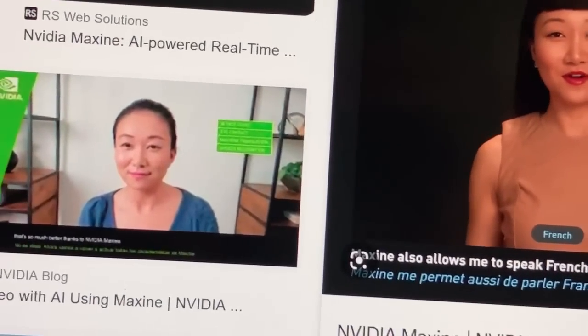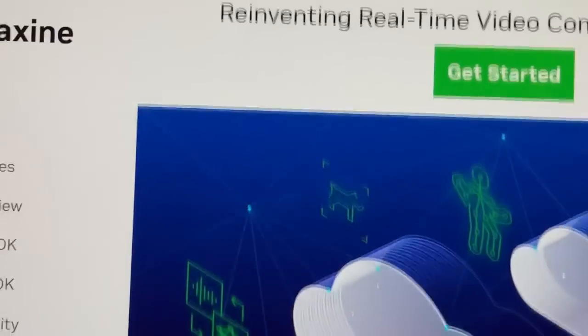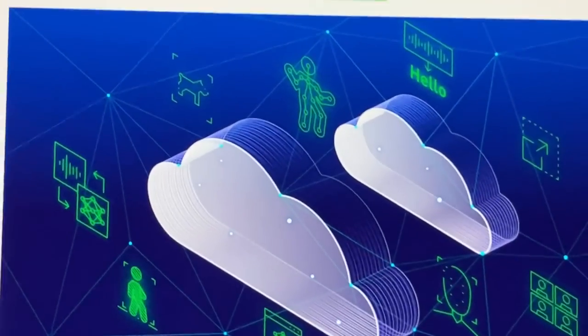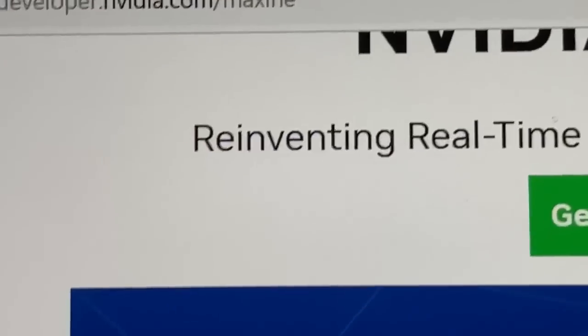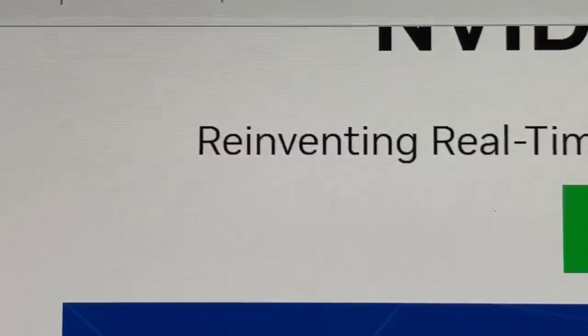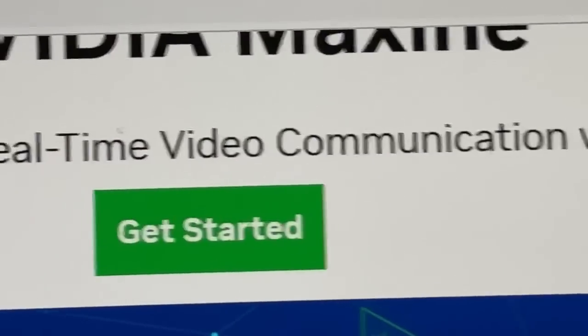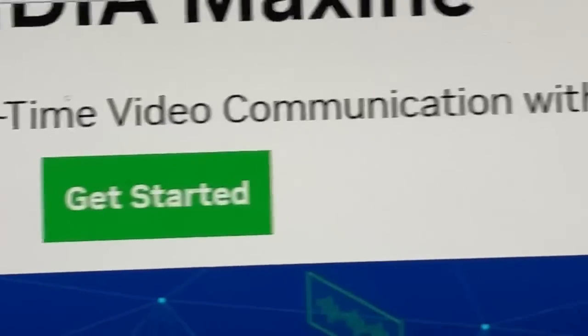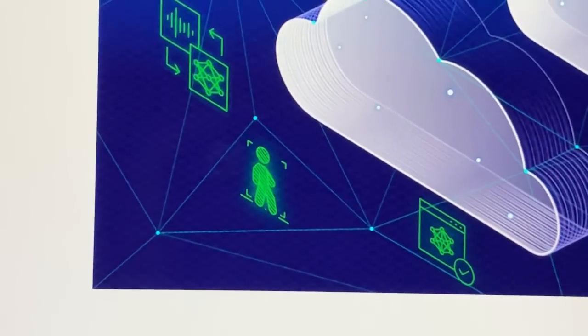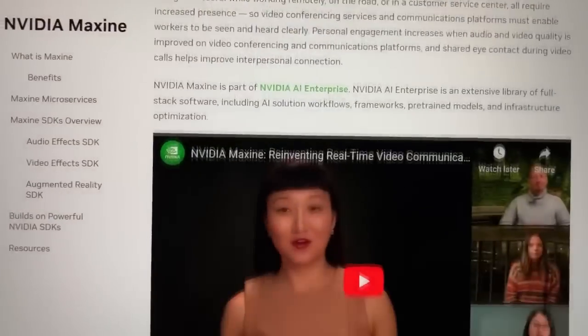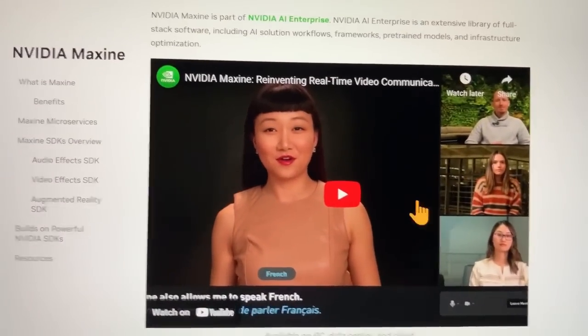Okay, let's go visit the site. I want you to hear this. This is really interesting. Maxine and the cloud. Artificial intelligence. Reinventing. If they're reinventing something, it's already existed. We already had real-time video communication, but now they're reinventing it. We're reinventing the wheel. Okay, let's look at this. What is it? It's Maxine. This is AI. This is really important. Watch her. This is really, watch it.